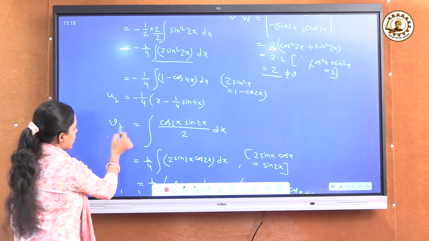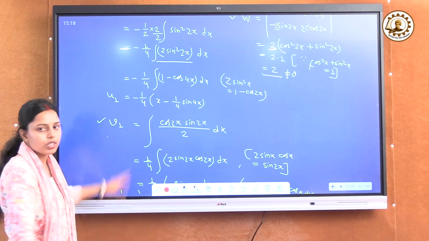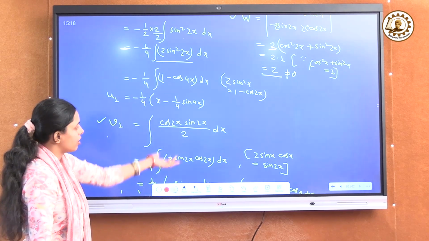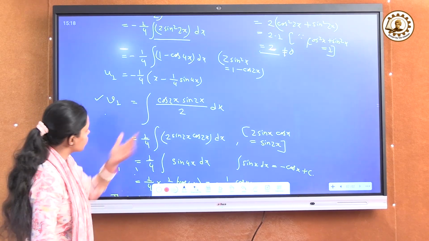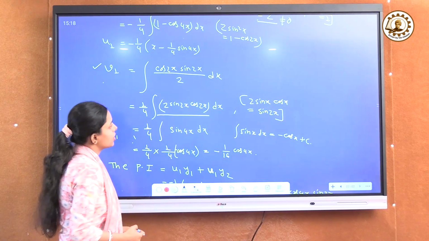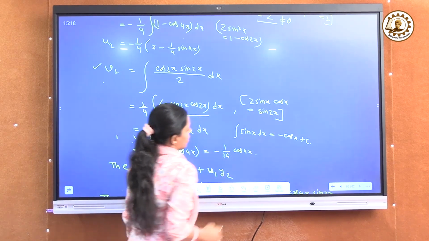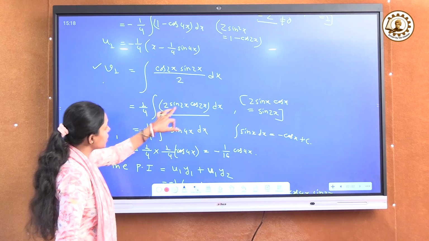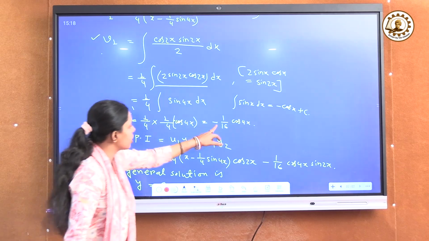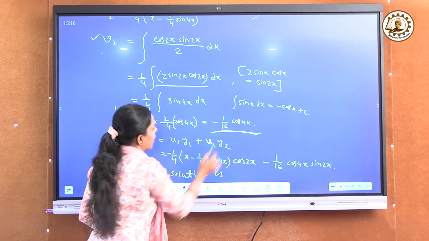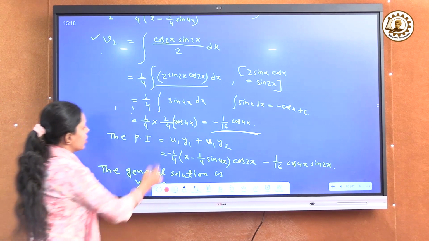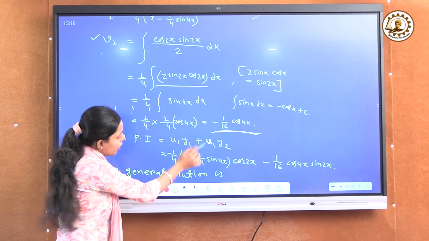Then the second function is v1, and v1 = the integral of cos 2x sin 2x divided by 2. Here we put in the Wronskian value, and we use the formula 2 sin x cos x = sin 2x, so 2 sin 2x cos 2x is sin 4x. We integrate these values and we get minus 1/16 cos 4x. Now the particular integral is u1 y1 + v1 y2.